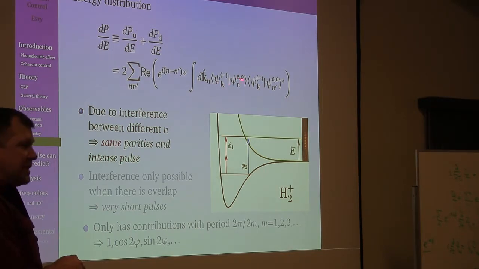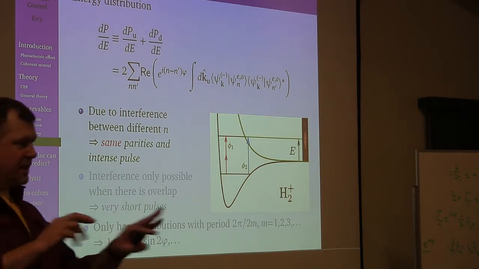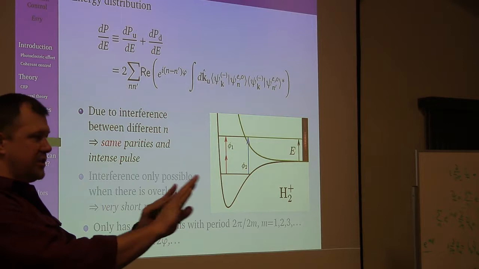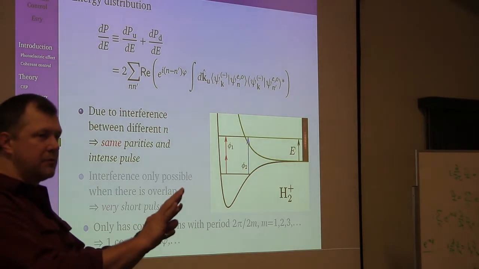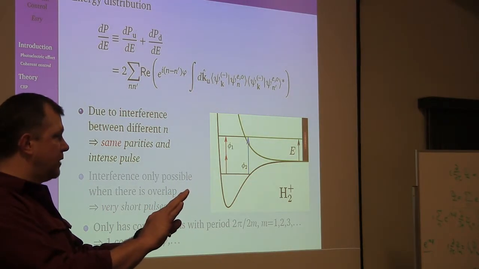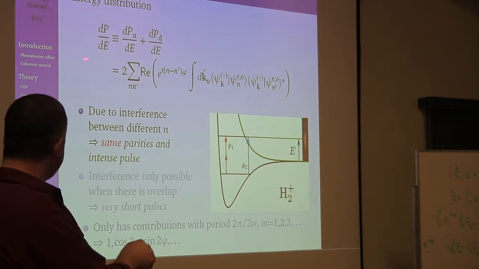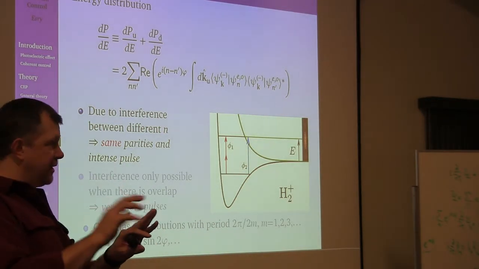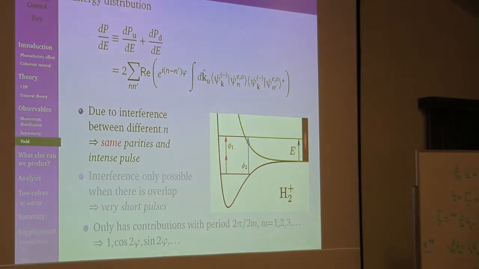But to get CE phase dependence, you need n to be different from n prime. So how does even parity interfere with itself? What's the minimum number of photons for that to happen? Well, 0 is the minimum number, but that gives you no CE phase dependence. So 2, exactly, 2 is the minimum number to get CE phase dependence.